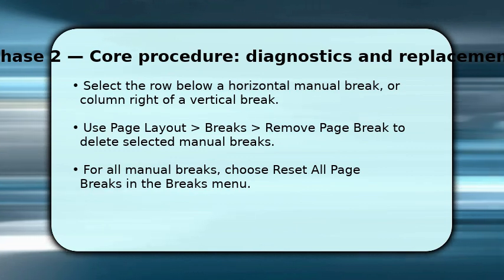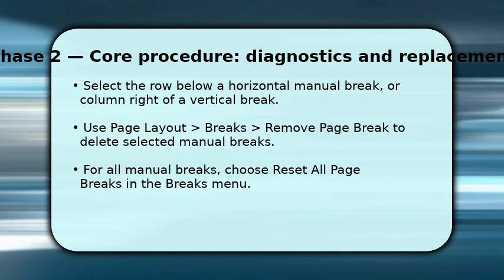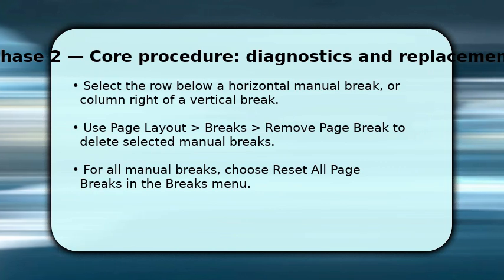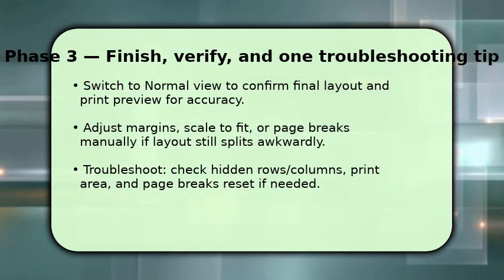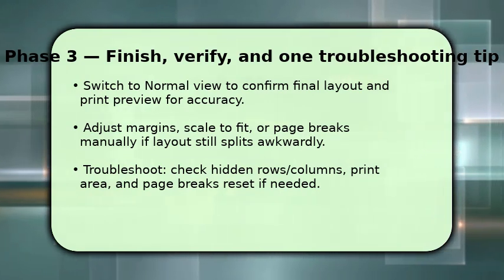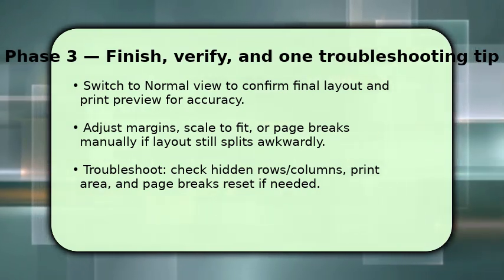If several manual breaks exist, use Breaks, Reset All Page Breaks to restore Excel's default pagination. Make sure to recheck Page Break Preview after each removal, because removing one break can shift others. That helps you confirm the sheet looks as intended. Finish by returning to normal view and then open Print Preview to verify how pages will print. This confirms your changes across the workbook.